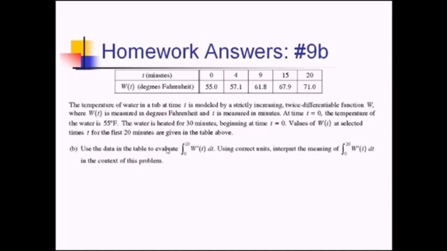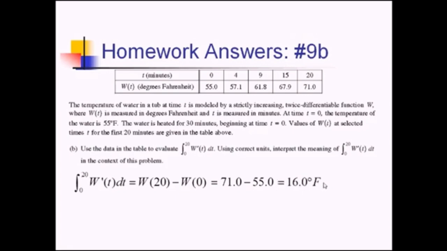For part B, using the data, they want us to evaluate the integral from 0 to 20 of W prime of t, and then interpret it. So we just need an antiderivative here. The antiderivative of W prime is just W. So we're just using our fundamental theorem. We're doing W of 20 minus W of 0. Now the good news is we have table values for those values of W. So this is just 71 minus 55. And you actually don't have to evaluate what that comes out to, but we will. It comes out to 16.0 degrees Fahrenheit.